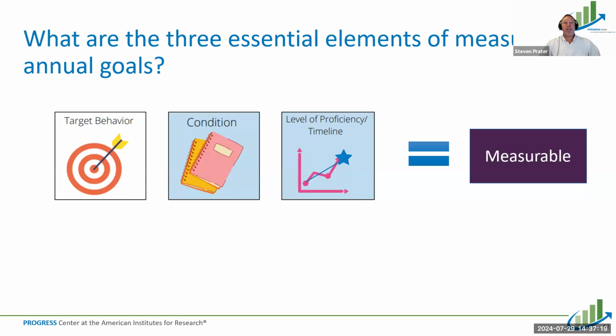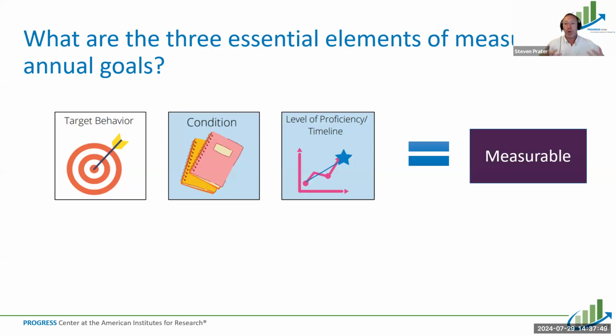All right, so here are the three essential elements of measurable annual goals that we're going to talk a little bit about: target behavior, condition, and the level of proficiency and timeline. So the target behavior is the skill that we want the student to achieve. What is it that we want them to change and to learn about? So what's the academic or the functional skill that we're trying to teach that student? The second thing there, the condition, is when do we expect the student to do this target behavior?